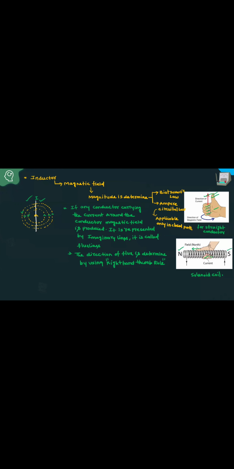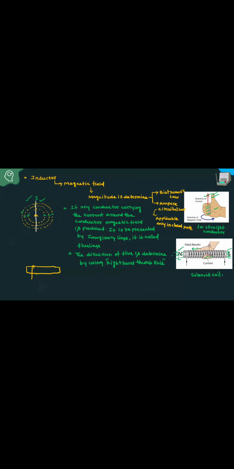The flux direction means where the flux lines are starting. The magnetic field starts at the north pole, and where it is entering, at the south pole, that is the south. If it is a coil, say for example, if the coil is like this, let the current direction be like this.